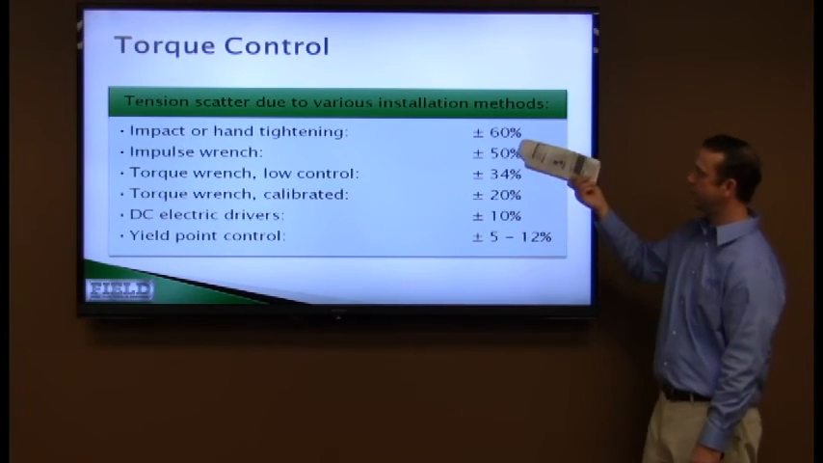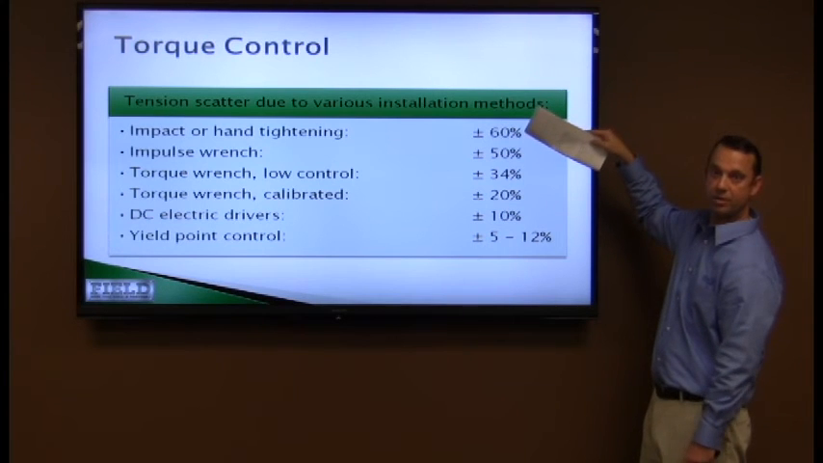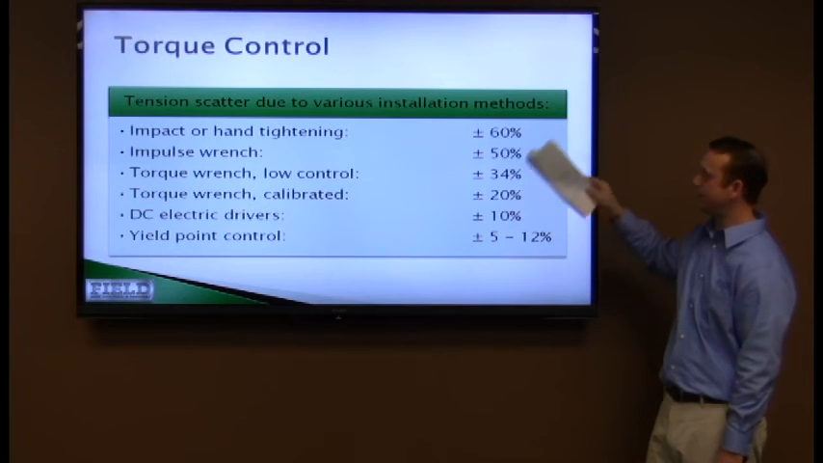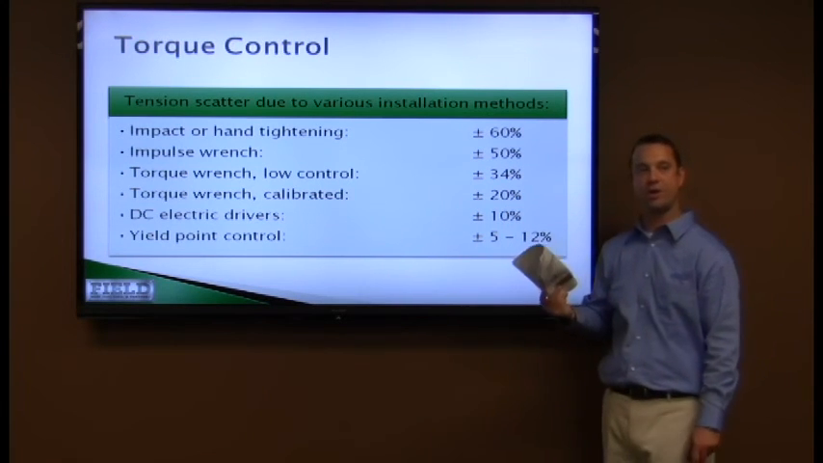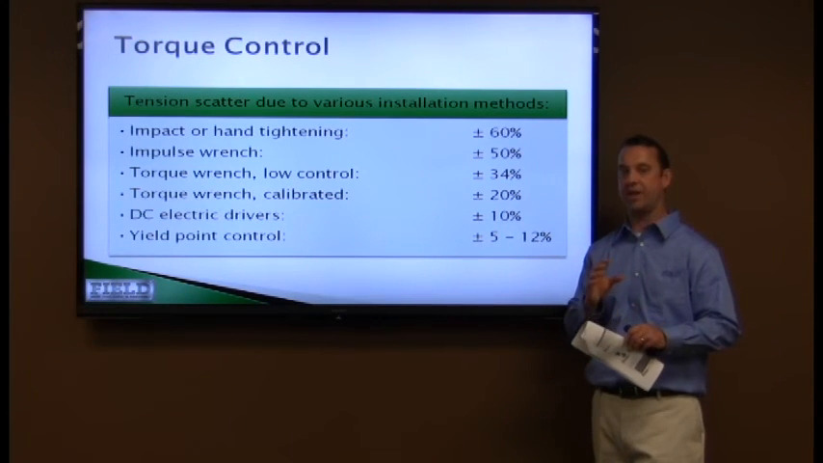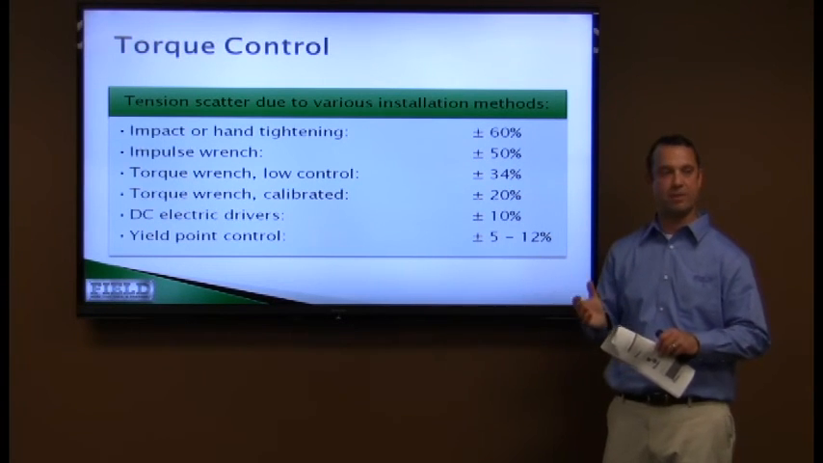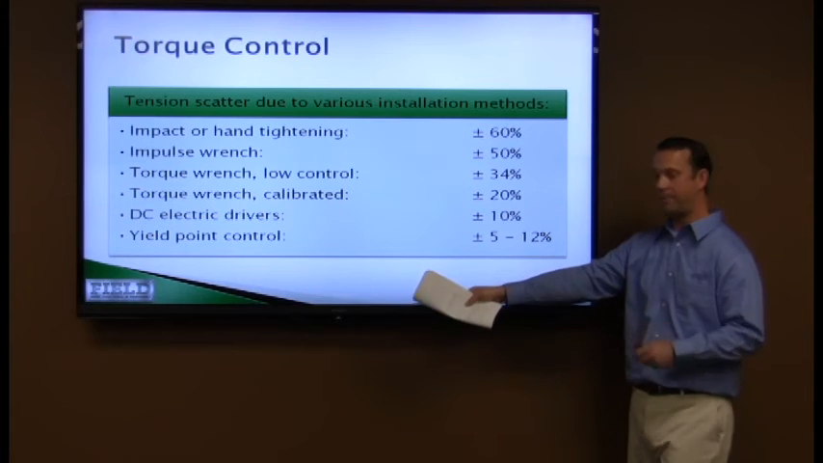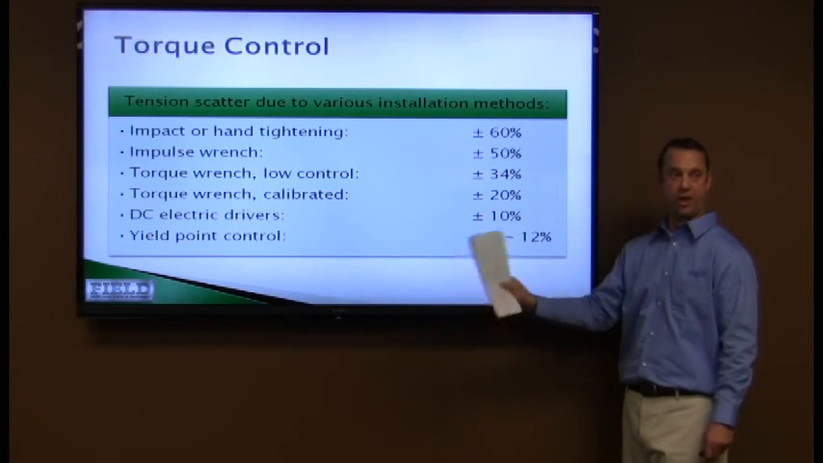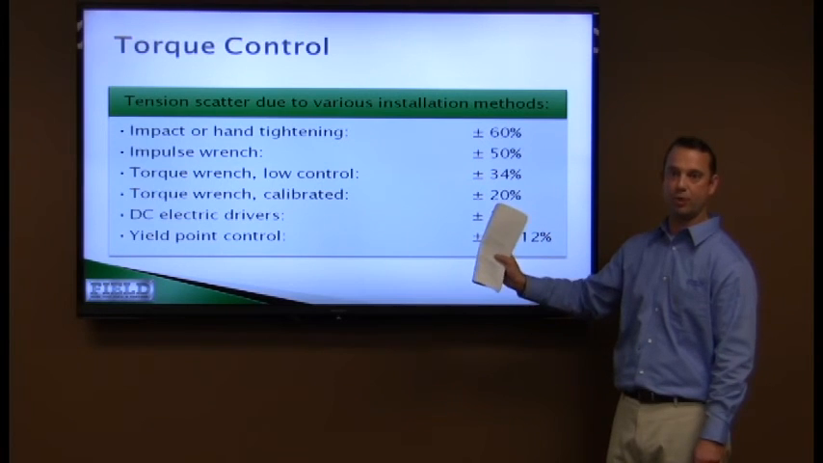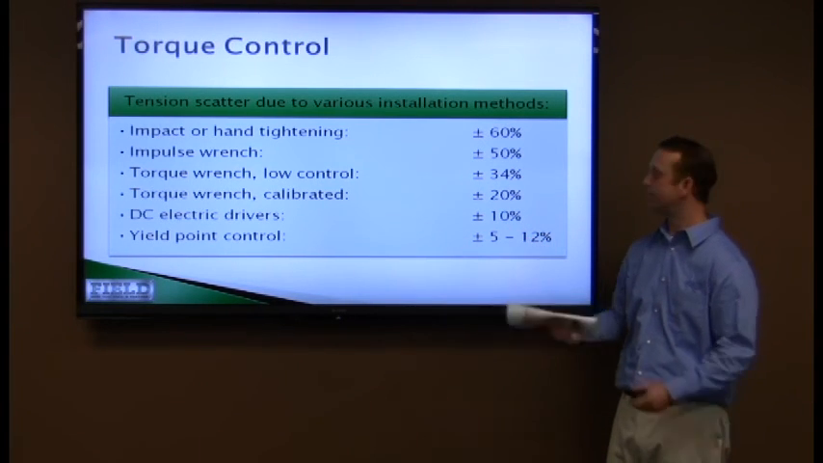Your preload scatter is huge with your impact versus much better with your yield point control right here. So your assembly method actually plays a part in how much clamp load scatter you're going to get in the joint. And that makes sense. If your impact wrench is going to assemble a joint anywhere between 80 foot-pounds and 120, you're going to get a whole lot more scatter than you would if your yield point control assembles between 90 and 95 foot-pounds.